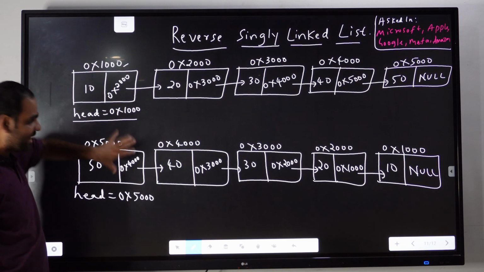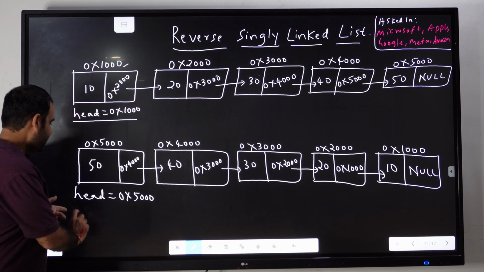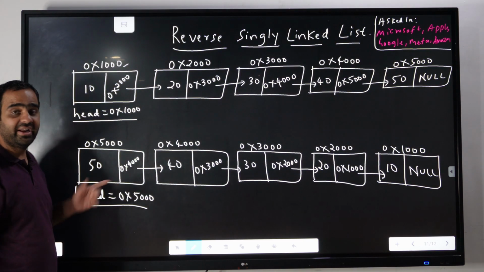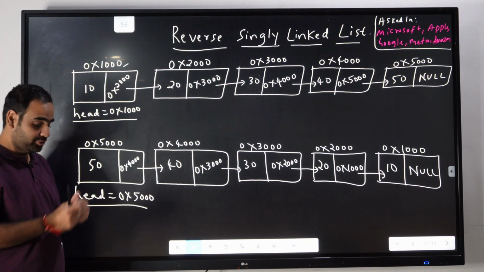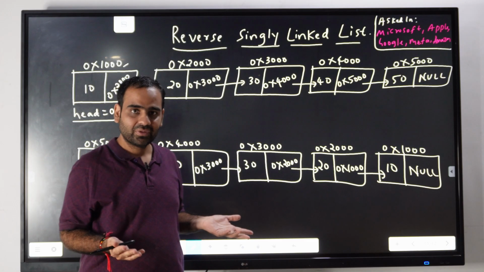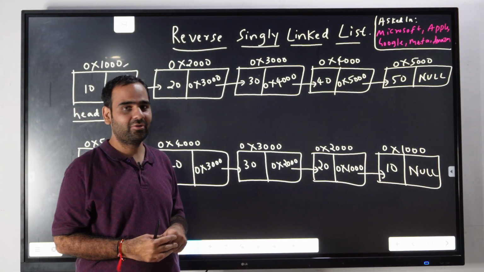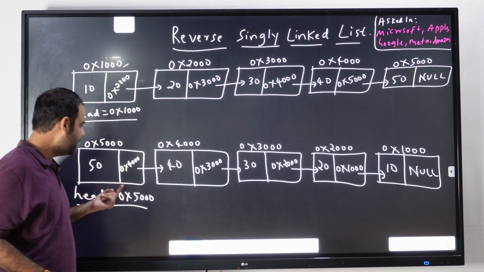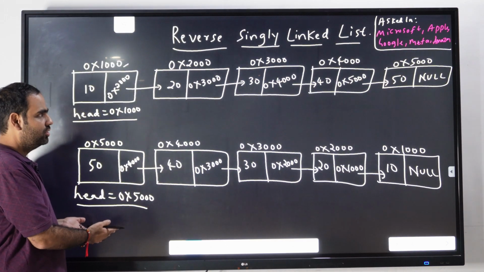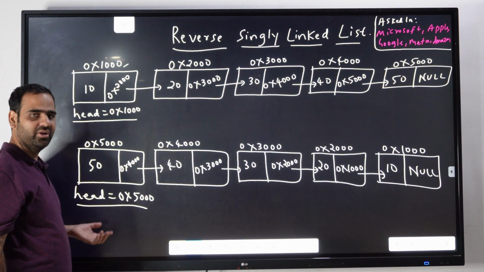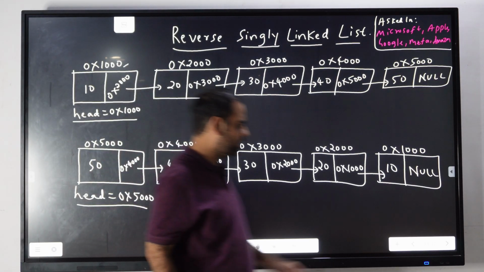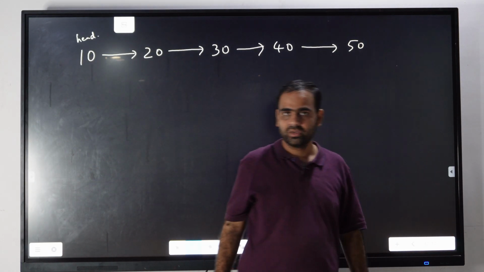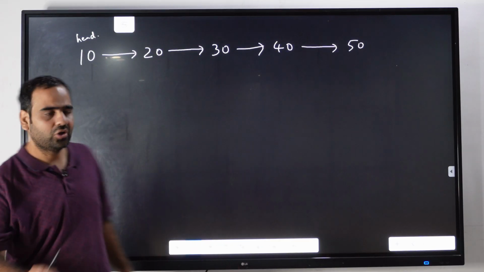Now the same list has to be reversed, where the value of head will become 5000. The data should not be exchanged because data can be very huge. What we need to exchange is the pointer, because we know that the size of the pointer is 8 bytes. This is how the list should look like. The same list is modified this way and we know that the value of head pointer changes. Now let us try to solve this.